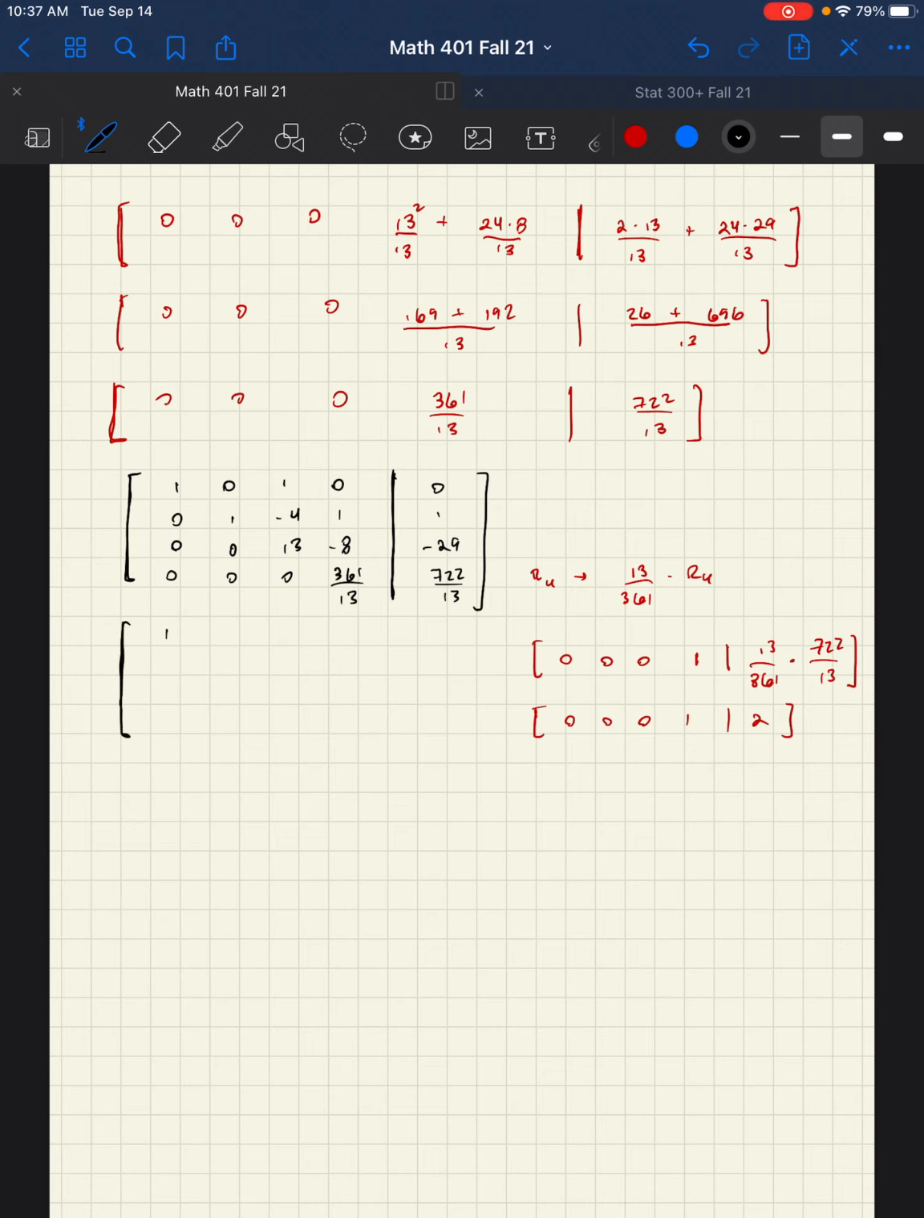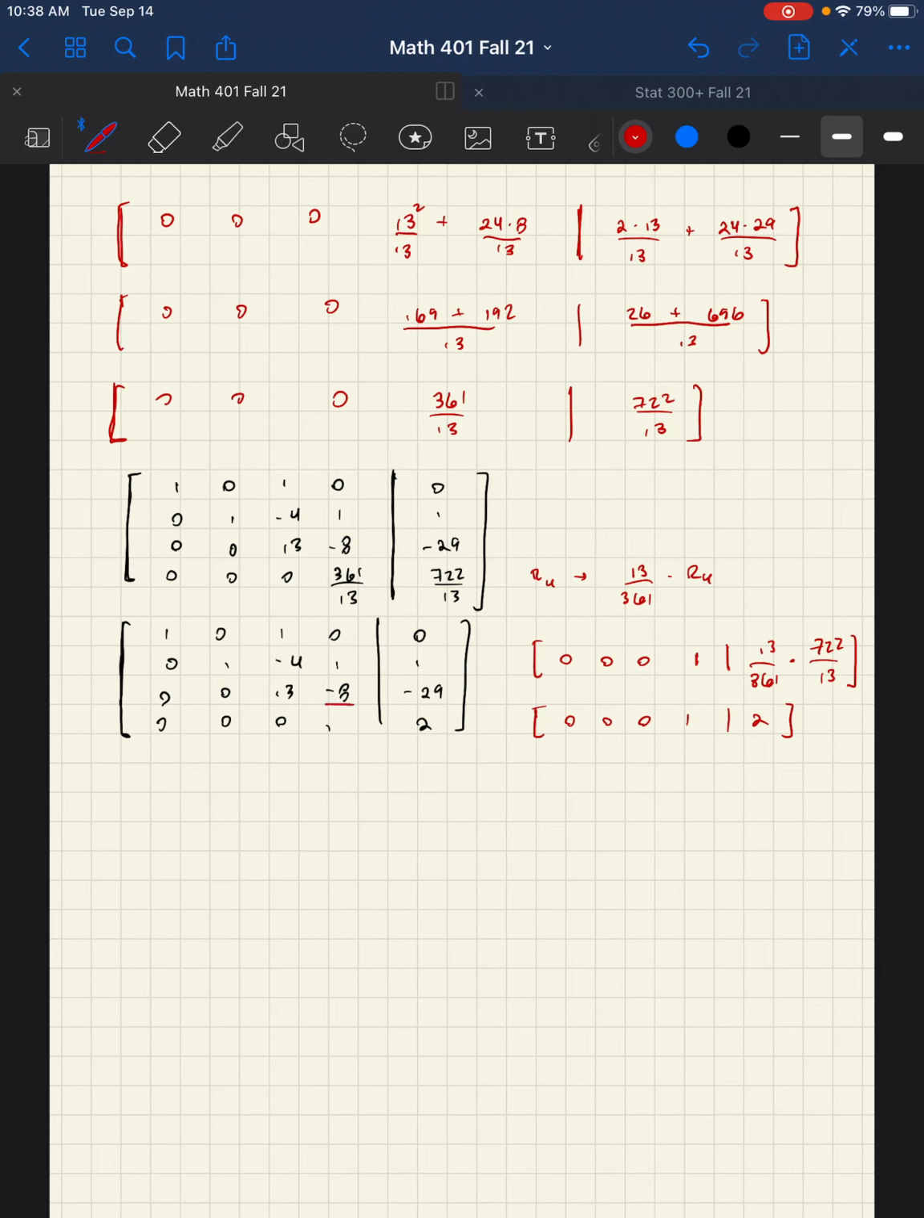That means our system becomes 1, 0, 1, 0, 0, 1, negative 4, 1, 0, 0, 13, negative 8, 0, 0, 0, 1, 0, 1, negative 29, 2. Okay. Now, at this point, it's not actually that bad because now we can work our way backwards and do some nice cancellation of the numbers that we have up here.